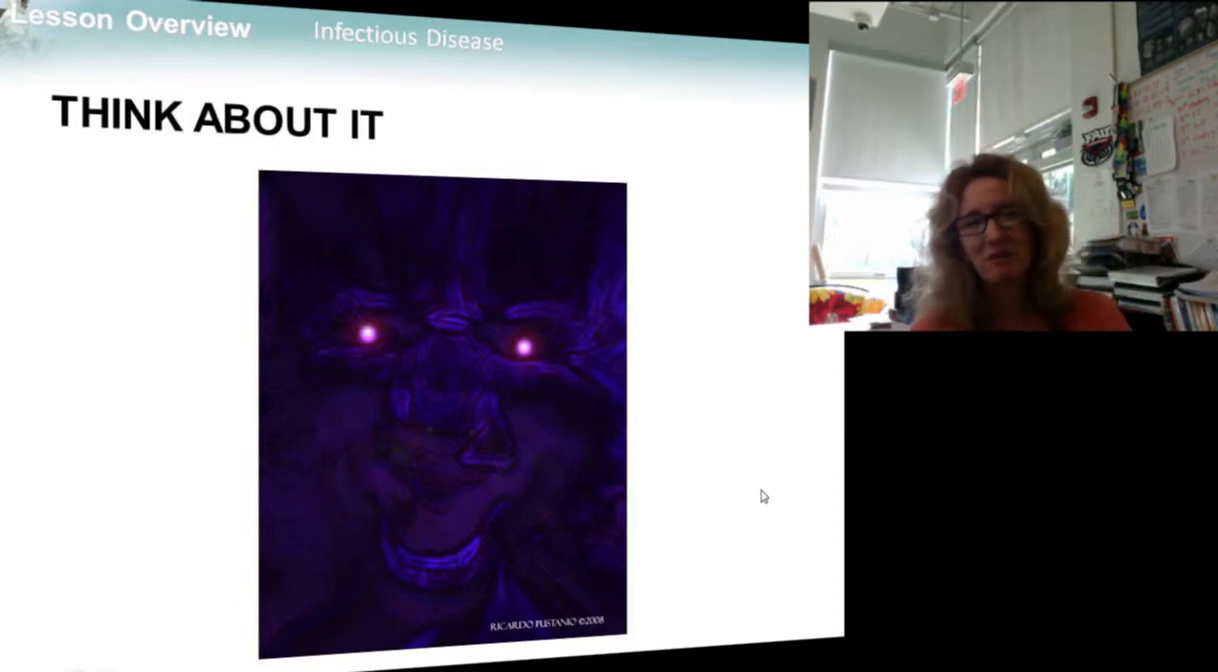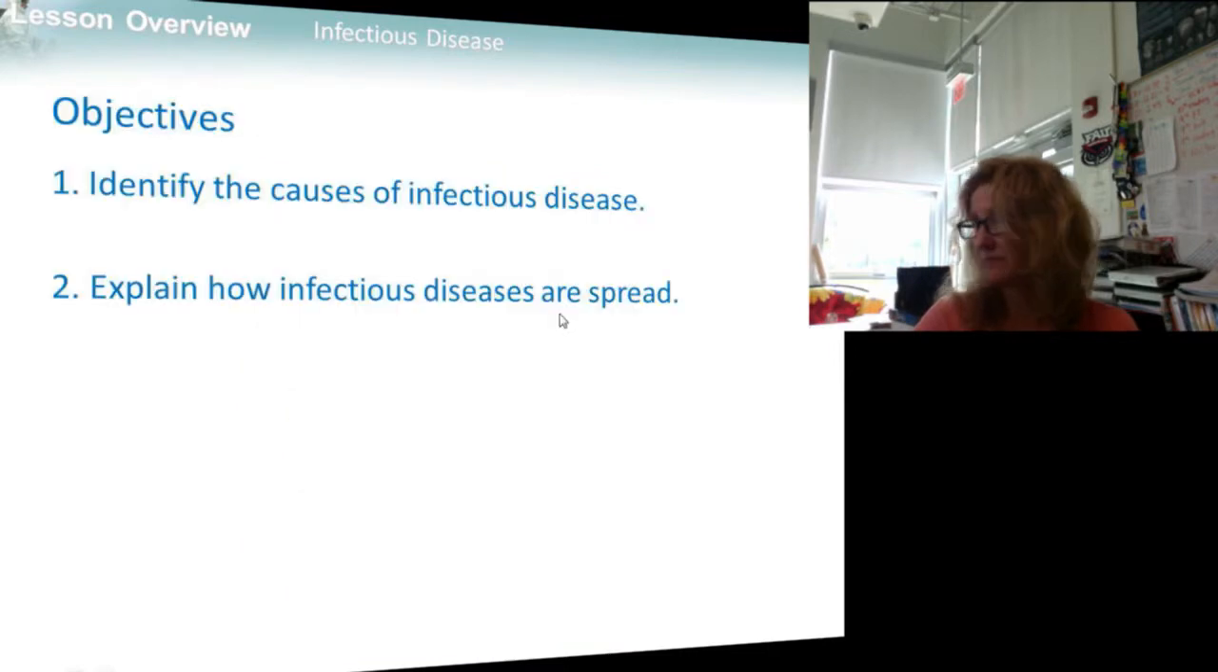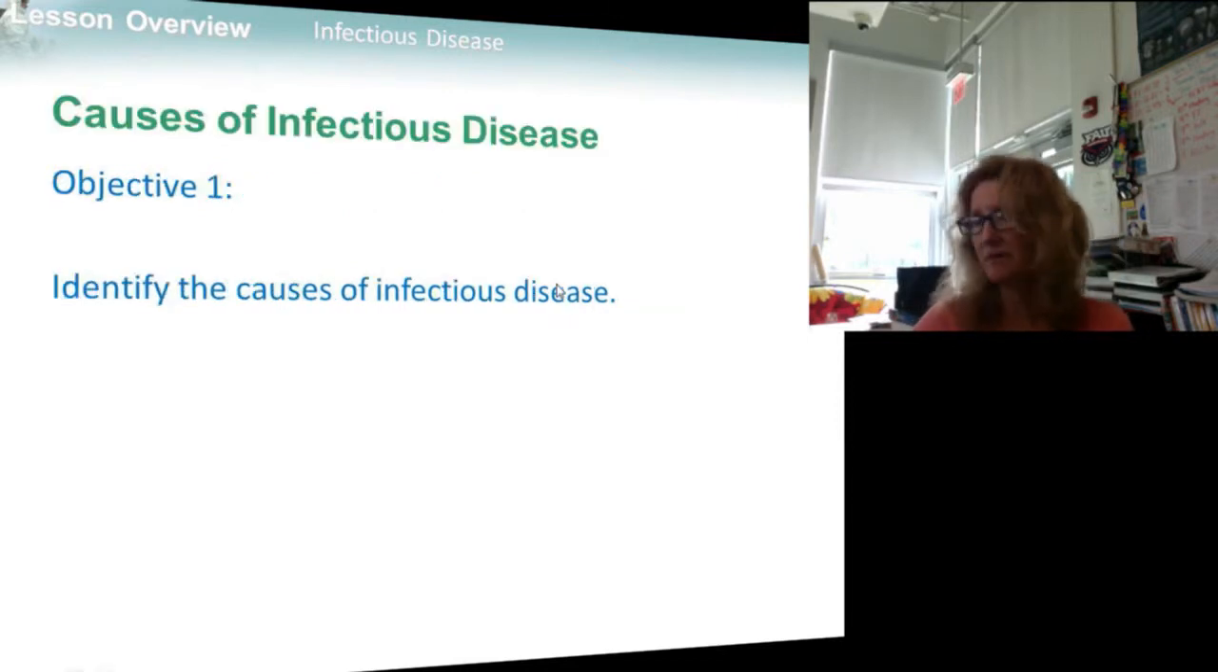For thousands of years, people did believe that diseases were caused by curses or evil spirits or vapors rising from the foul marshes of dead plants and animals. In fact, malaria was named after the Italian words mal, area, meaning bad air. And this isn't surprising, because until microscopes were invented, most causes of diseases were invisible to the human eye. So our first objective is to identify the cause of infectious diseases and explain how infectious diseases are then spread. Objective 1 is identify the cause of infectious diseases.